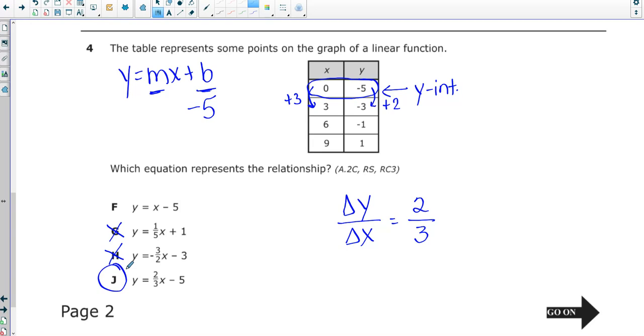Any questions on number 4? Raise your hand if you got it right. All right, I see some thumbs ups. Woohoo! All right, let's move on to number 5. Thanks, George, for answering that question.